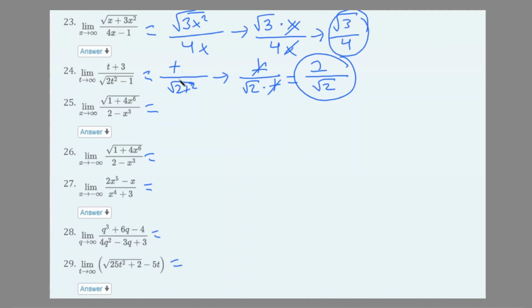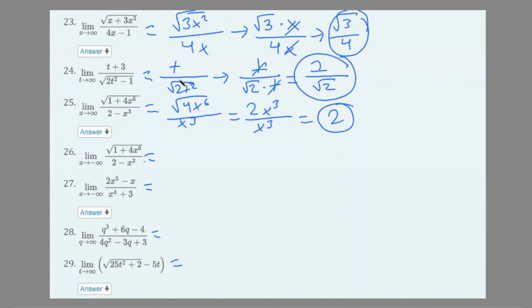And now for 25, we'll just do the same thing: 4x to the 6th power over x cubed. We could actually take the square root of everything in there, so we'll end up with 2x cubed over x cubed. So in that case, our limit would be 2, just 2.